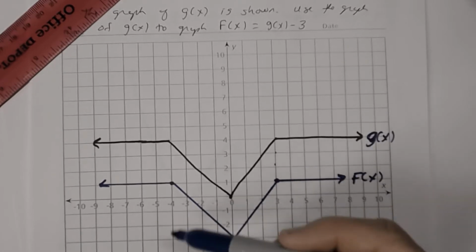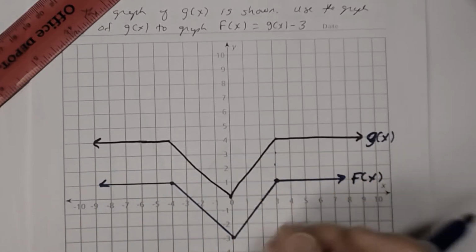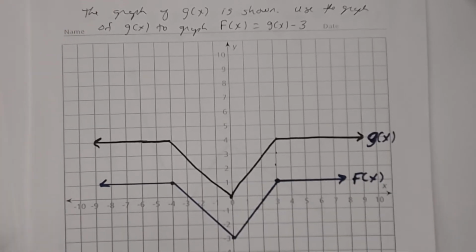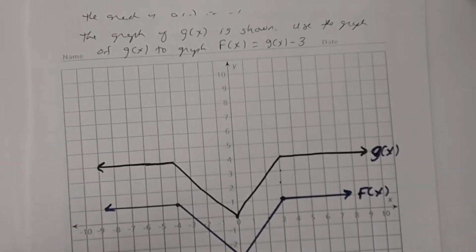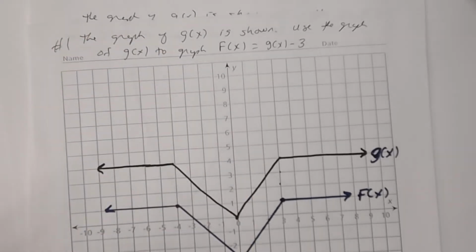Same distance either down or up, left or right, same distance. Okay, so that's the first one, so we'll call this number 1. Okay, number 1. All right, then number 2, we have this.